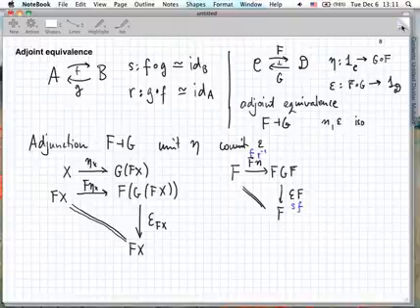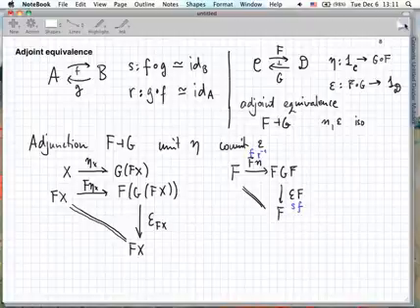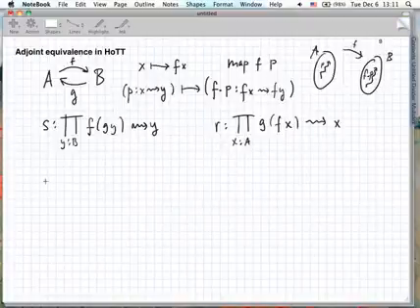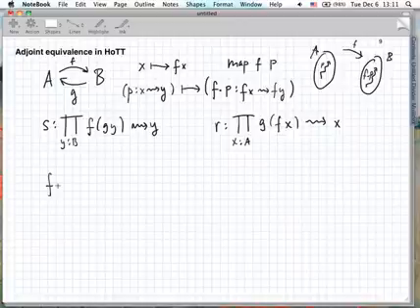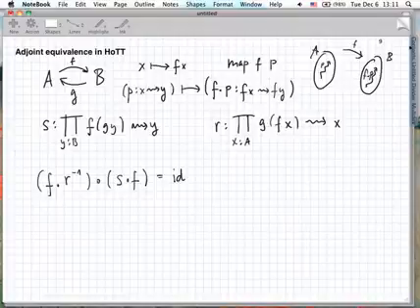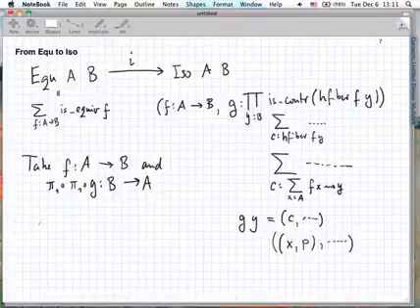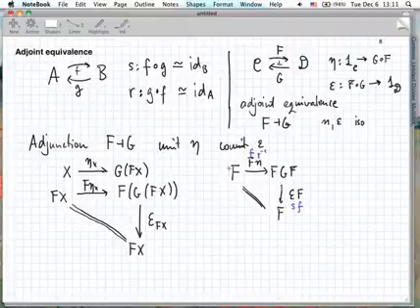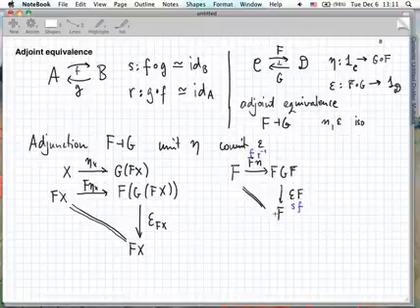F to the R minus 1 SF, composed with SF, should be the identity. What kind of identity? Should be the identity. Okay, so this is maybe not so clear now. It should be identity on F.